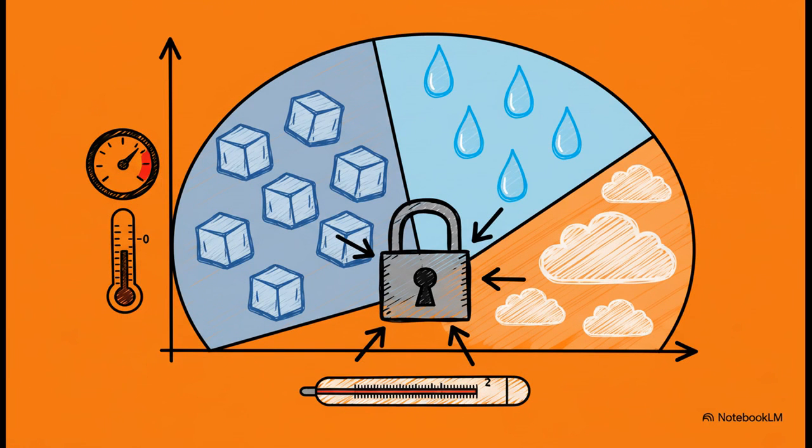Now that is profound. It means there is only one single exact temperature, 0.01 degrees Celsius, and one single exact pressure where solid ice, liquid water, and water vapor can all exist together in perfect balance. If you nudge the temperature or pressure even a tiny bit, one of those phases will vanish. The system is totally locked in place. It's a fundamental constant of the universe for water.